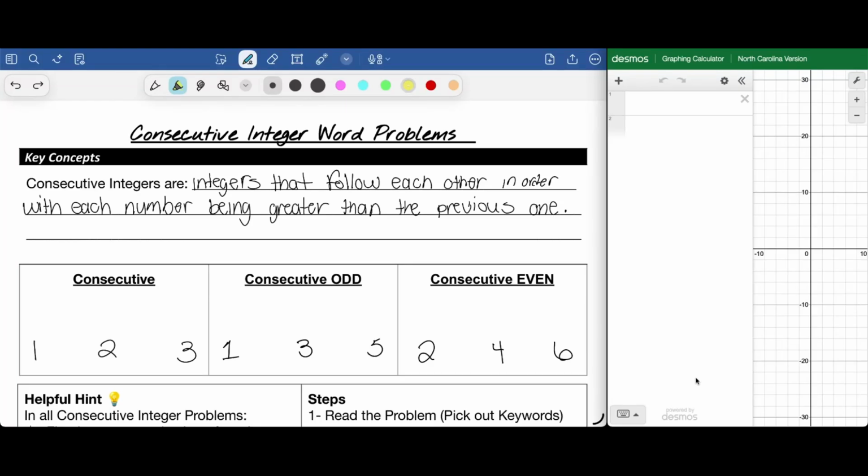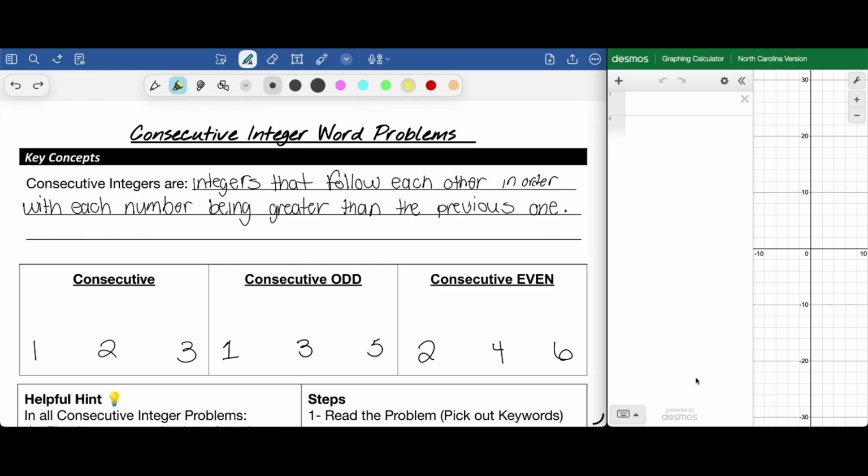All right, class. So in today's lesson, we're going to be looking at how we can solve consecutive integer word problems. And before we get into our examples, let's look at some important key concepts that we need to go over, like the definition for consecutive integers. Consecutive integers are integers that follow each other in order, with each number being greater than the previous one. Okay, so that's the definition.